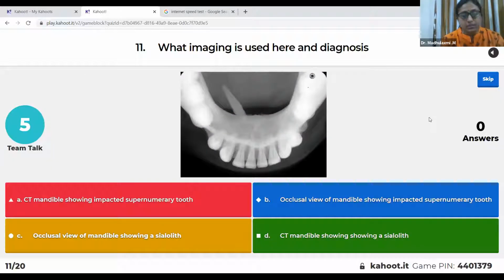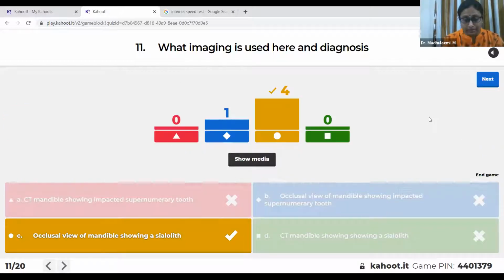What imaging is used here and what is the diagnosis? A pretty straightforward question again. Is it the CT mandible showing an impacted supernumerary tooth? Is it the occlusal view of the mandible showing an impacted tooth? Is it the occlusal view of the mandible showing a silolith, or is it the CT mandible showing a silolith?